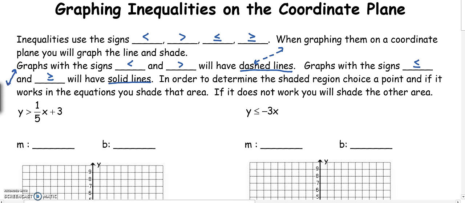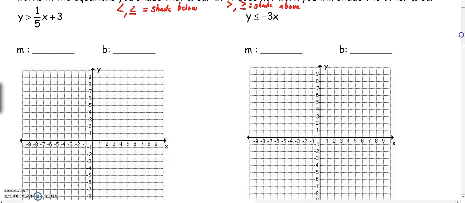Then we're going to worry about picking our shading. If you have a less than or equal to, you are going to shade below the line. If you have a greater than or equal to, you are going to shade above the line. So let's practice some graphing problems.